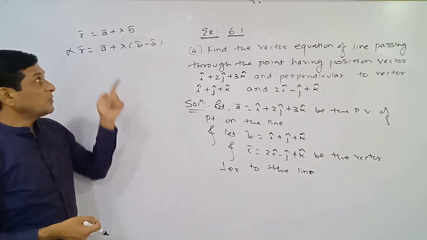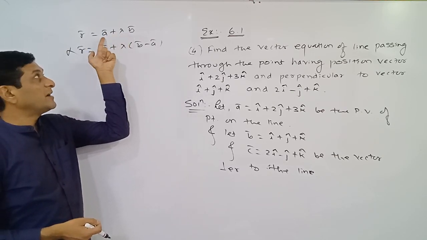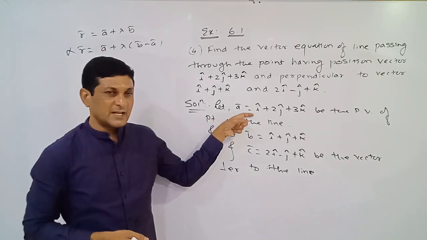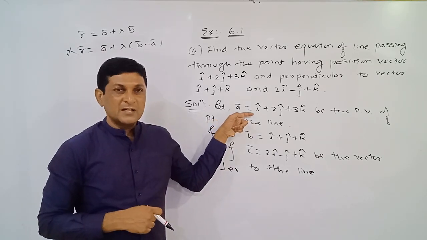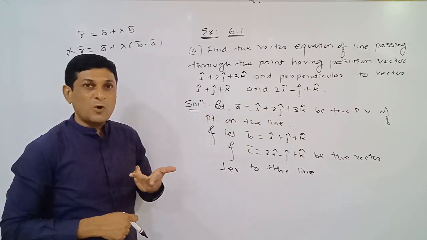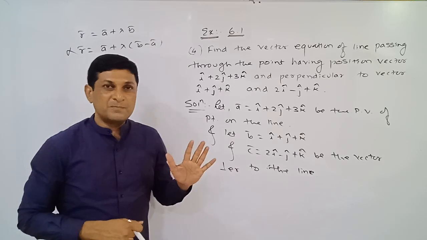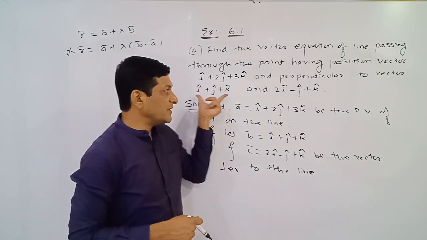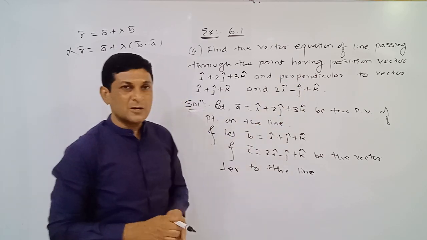Means we have to apply here first formula to find out our required vector equation of line. To apply this formula, two values are required. Which two values? A bar and B bar. What is A bar? Position vector of one point on the line, which is already given to us. Now we will require the value of what? B bar. But B bar is nothing but vector what? Parallel to the line. But here vector parallel to the line is not given. But what is the given condition? Two vectors are given to us which are perpendicular to the line.